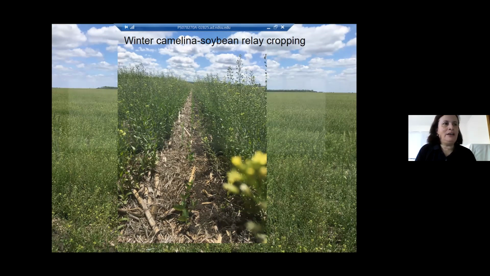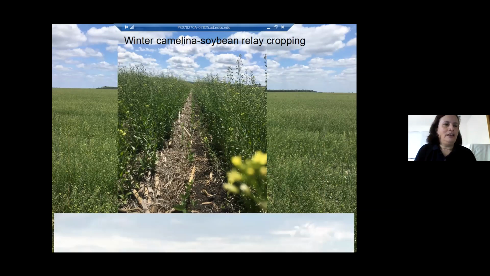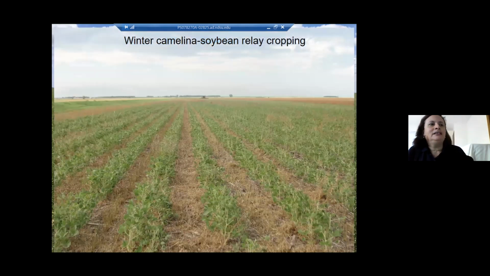And this is the flowering time. Then when the camelina dries and is ready to harvest, you can see there the row of soybean that's growing under, right? I took this picture right before the farmer harvested. And when the farmer harvested that, the camelina is harvested and then the soybean gets to grow and produce grain. That's why it's called relay cropping, because you get two crops in the season.